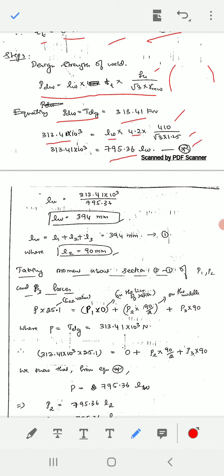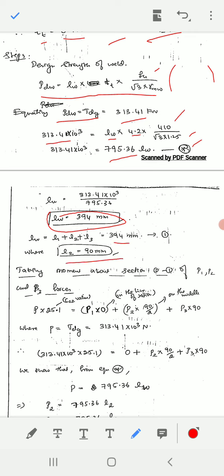Take it as a star equation. Star will help in the later stages. Now we got the LW value as 394 mm after simplification. So LW is equal to L1 plus L2 plus L3. Here 3 sides are there, that is why 3.